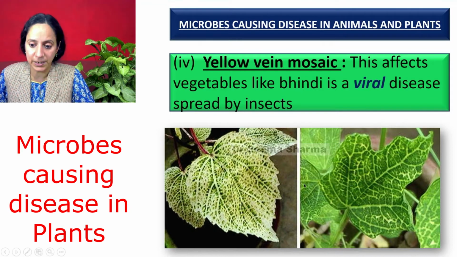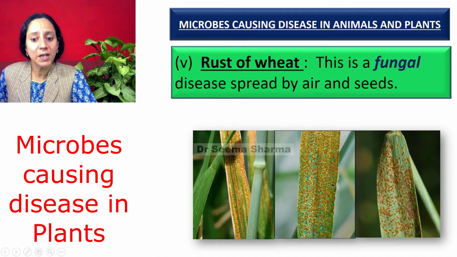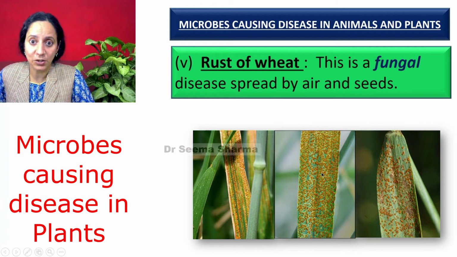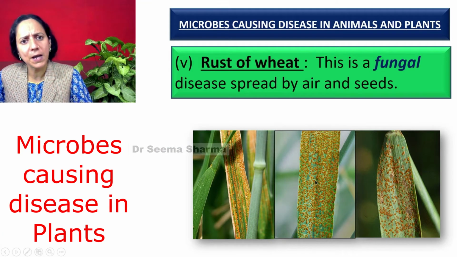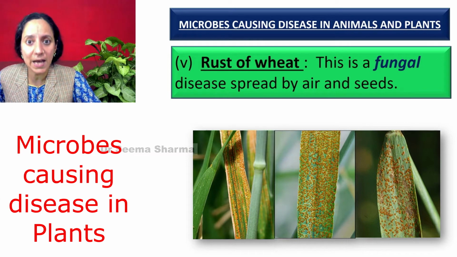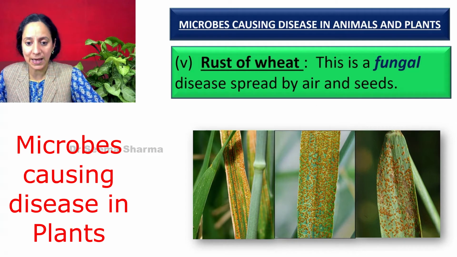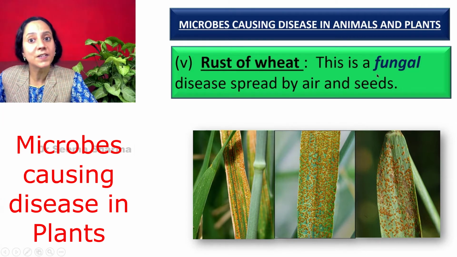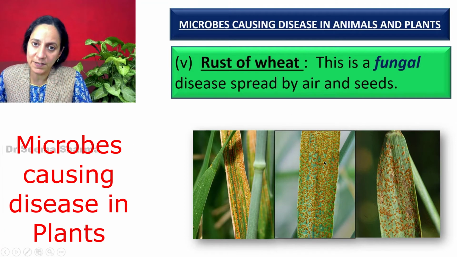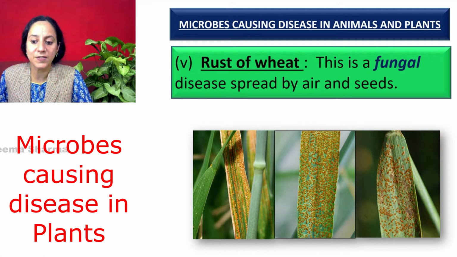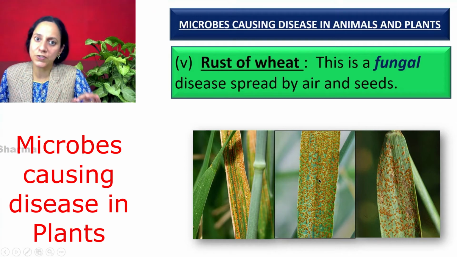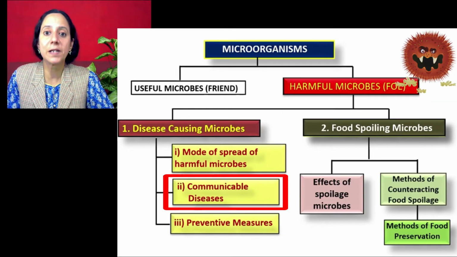affects the crop yield. Even the wheat plant, which is one of the cereal crops, is also affected by a large variety of fungal and bacterial organisms, like this is rust of wheat. It is a fungal disease which is generally spread by air and infected seeds, and it also reduces the crop yield. So this was about the mode of spread of harmful diseases and their examples. Next segment is communicable diseases.